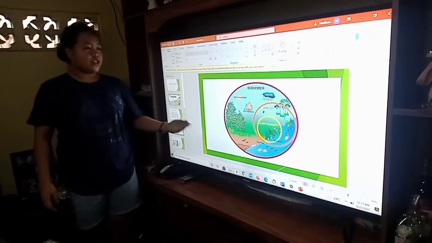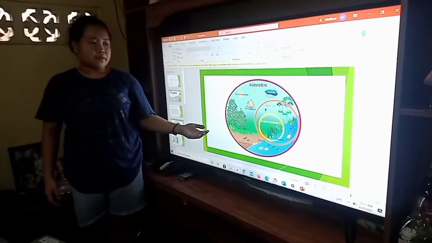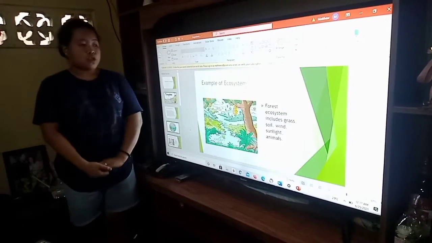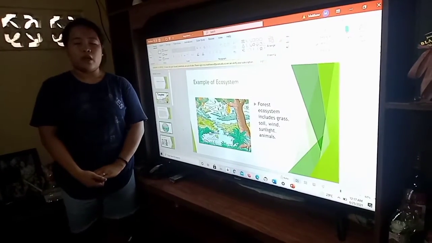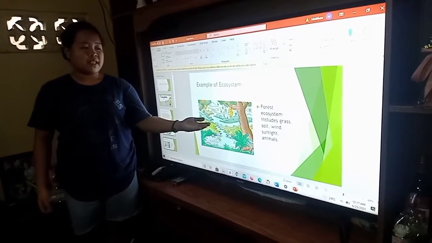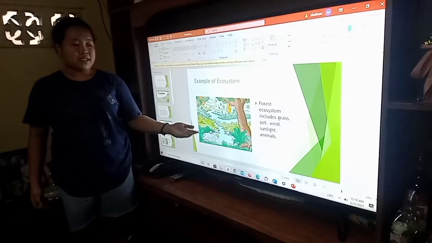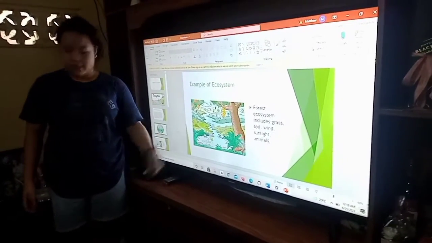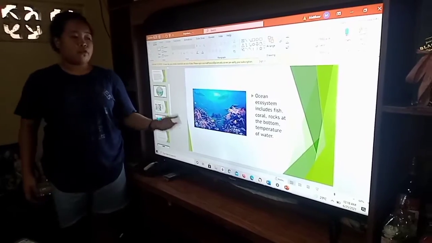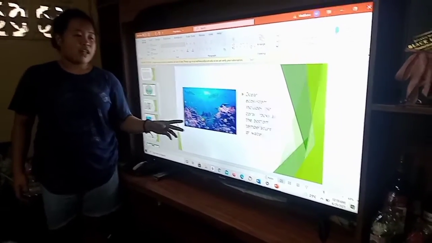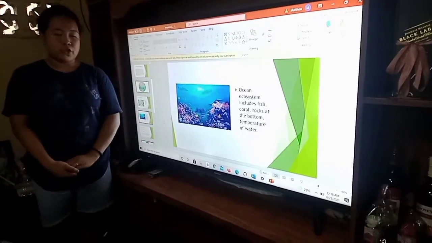And we have another picture of ecosystem. And this is the picture. So, we have examples of ecosystem. An example of ecosystem is the forest ecosystem. It includes grass, soil, wind, sunlight, and animals. And we have the ocean ecosystem. It includes fish, coral, rocks, and the bottom temperature of water.